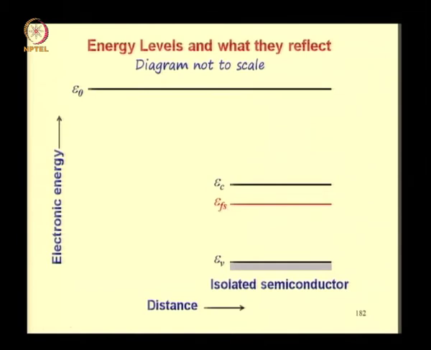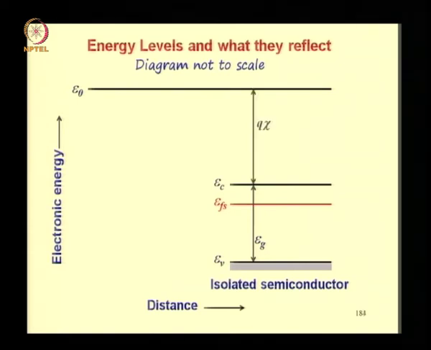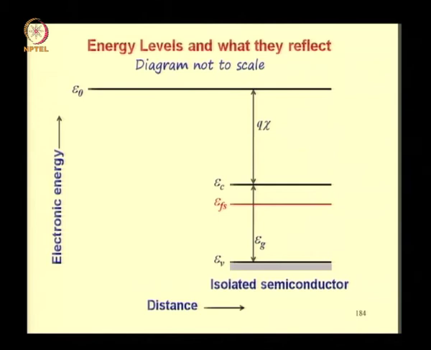Since the semiconductor is isolated and we assume that it is uniform too, therefore all these levels are just horizontal. The distance between EC and EV is called the energy gap, represented as E suffix G. The distance between E0 and EC is referred to as electron affinity, normally represented using the symbol chi. So chi is really the potential in dimensions, and therefore Q times chi is the electron affinity energy.